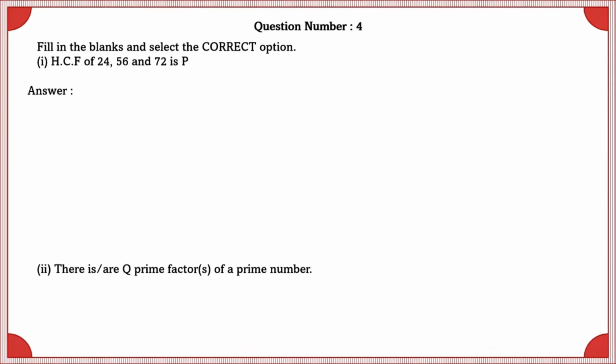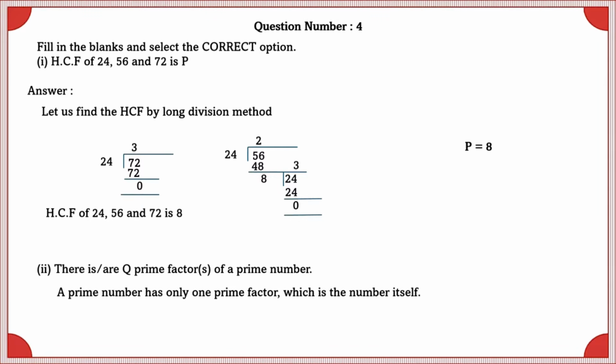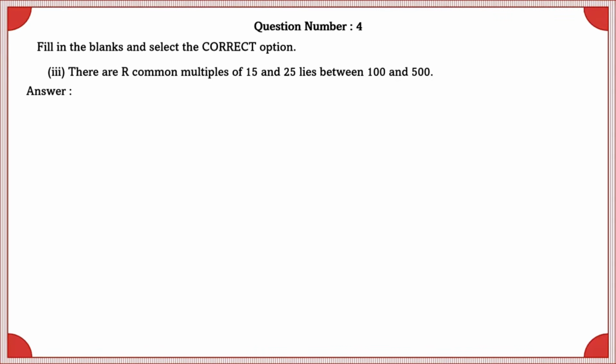Question 4. Fill in the blanks and select the correct option. HCF of 24, 56 and 72 is P. Let us find the HCF by long division method. So, the HCF of 24, 56 and 72 is 8. Second one, there is Q prime factors of a prime number. A prime number has only one prime factor, which is the number itself. Therefore, Q is equal to 1.